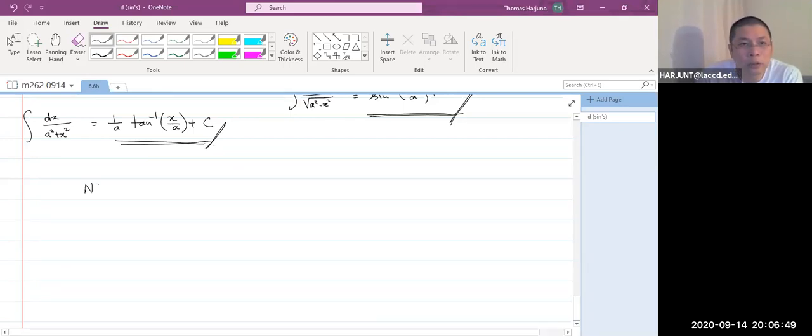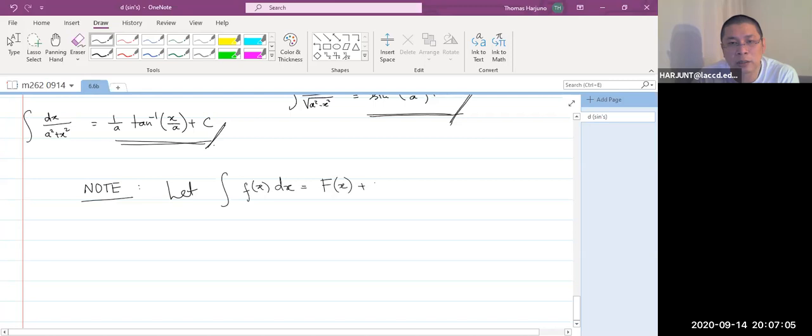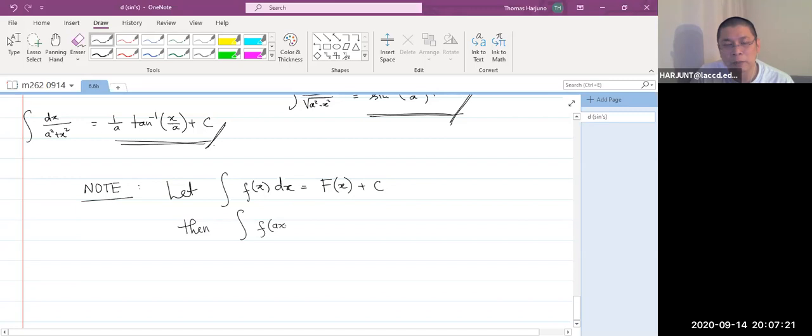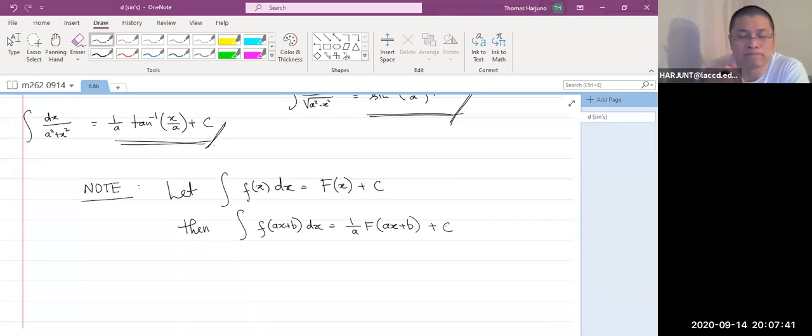Okay, some note. This note will be very, very useful. Let the integral of f(x) dx equal F(x) plus constant, so capital F(x) is the antiderivative of lowercase f(x). Then the integral of f(ax + b) dx equals 1 over a times capital F(ax + b) plus constant. Otherwise, we will keep on doing substitution, a simple linear substitution.